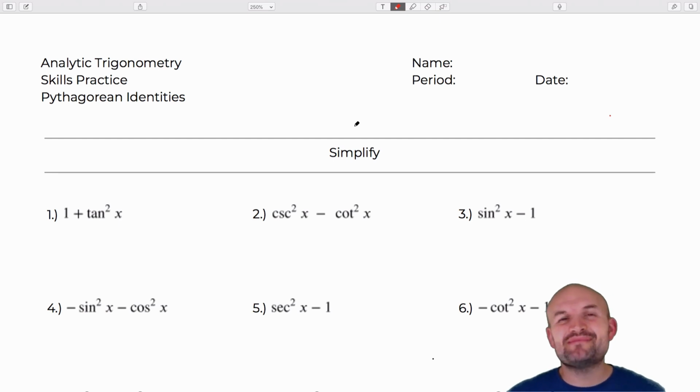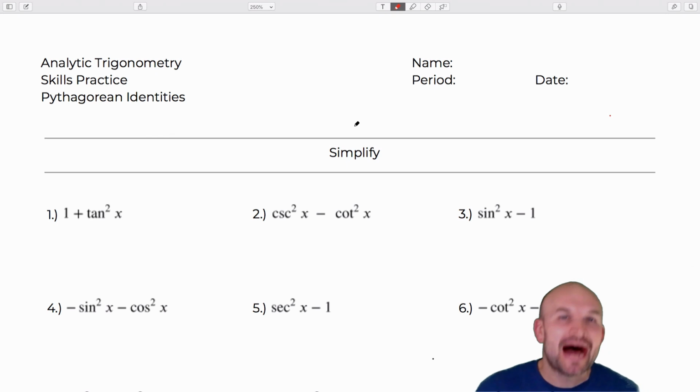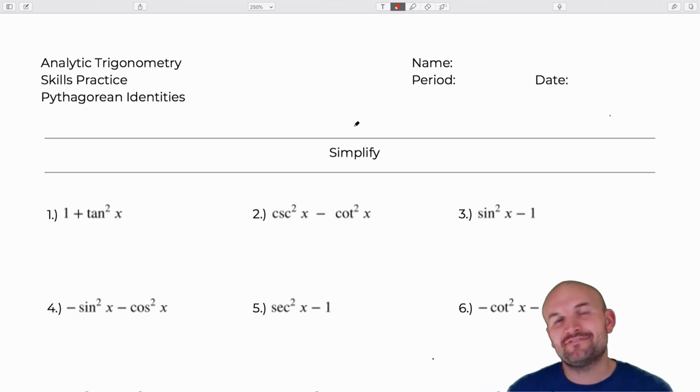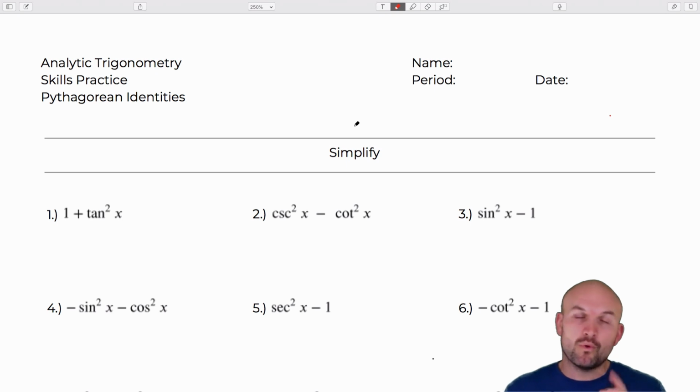Welcome, ladies and gentlemen. My name is Brian McLogan, and in this video, I am going to show you how to simplify 18 different trigonometric expressions using the Pythagorean identities. So what we're going to do is simplify each of these expressions either down to one trigonometric function or a number, and then we're going to use the Pythagorean identities.